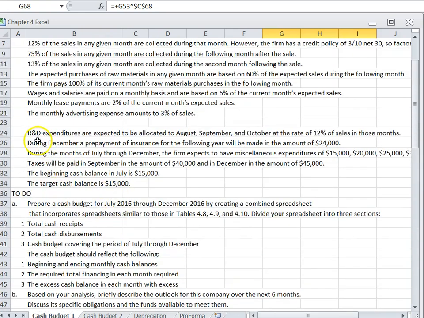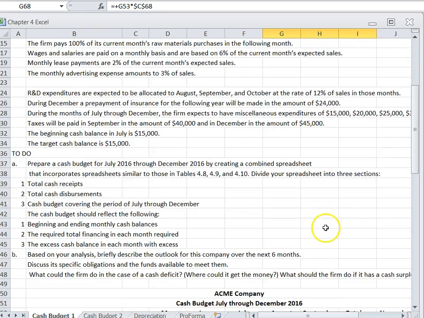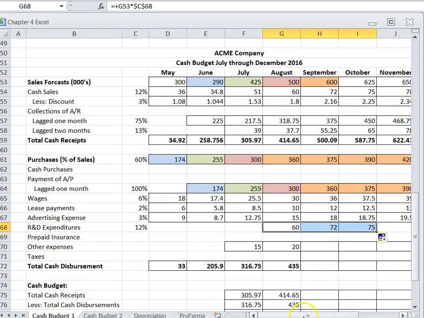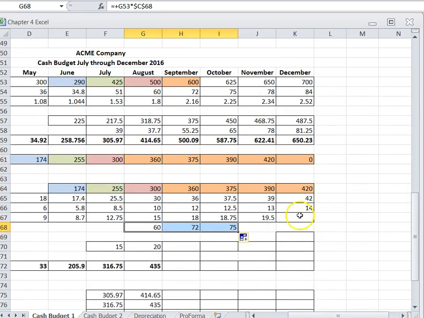What's next? During December, a payment of insurance for the following year will be made for $24,000. Okay. So let's go to December.